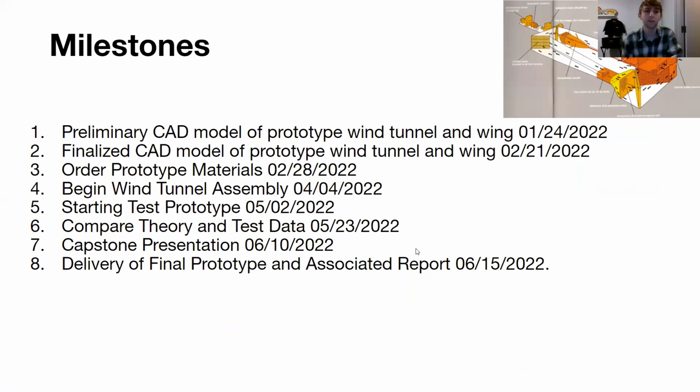In terms of milestones, we have eight specific milestones listed. First is the preliminary CAD model of the prototype, wind tunnel, and the wing. Then we have the finalized CAD model of those respective components. We're going to order our prototype materials and then begin the wind tunnel assembly. Our goal is to start testing our prototype in early May, have enough data to compare with the theory by the end of May, and then we'll be presenting on June 10th. Our finalized report and our final prototype will be delivered to the customer by June 15th of next year.